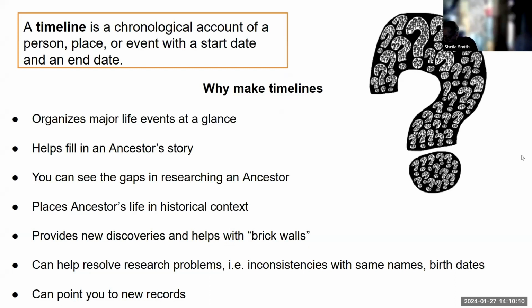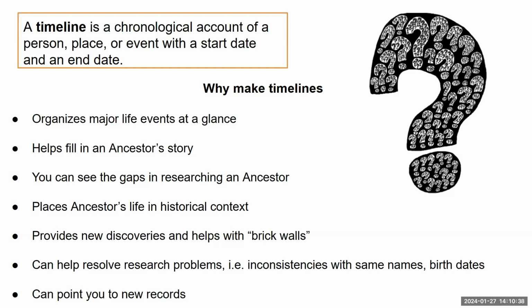A timeline is a chronological account of a person, place, or event that has a start date and an end date. Why make them? It organizes everything at a glance. Like I say, we all have piles of paper all over. So if you take these piles and you're working on one ancestor story, it organizes those papers.